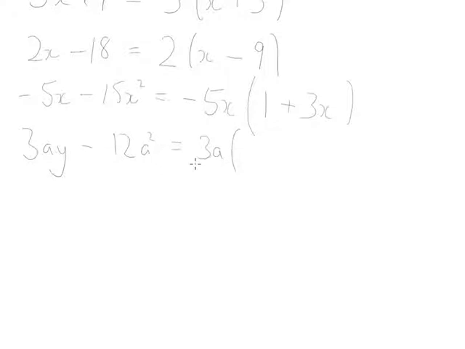So 3a by what is 3ay? Well, it's going to be a y. 3a by, well, negative to get the negative 12, negative 4. Negative 4a will then get me my minus 12a squared there at the back.